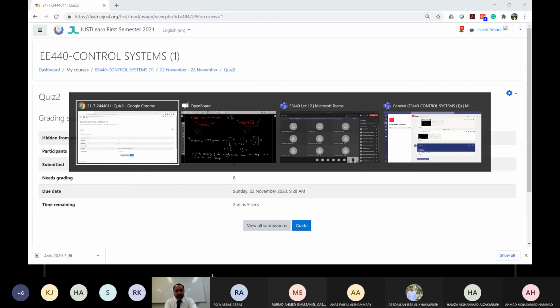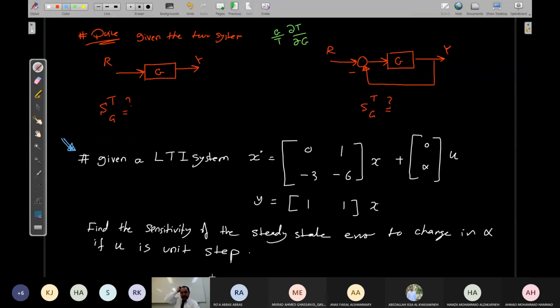Okay, so let's return back here. Now, here I'm having a system which is a linear time invariant system described in state space representation. This is the matrix A, the matrix B, the matrix C, and I don't have any matrix D. I need to find the sensitivity of the steady state error due to change in alpha if U is a unit step, because if I need to calculate the steady state error, I must specify the input.